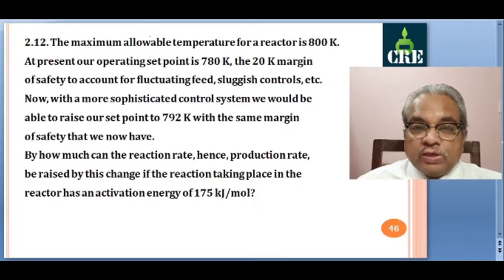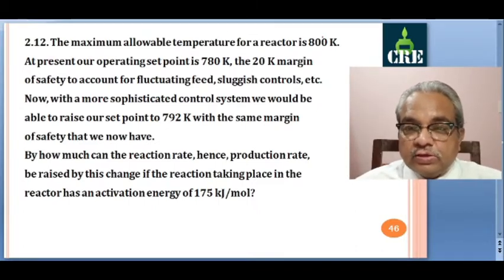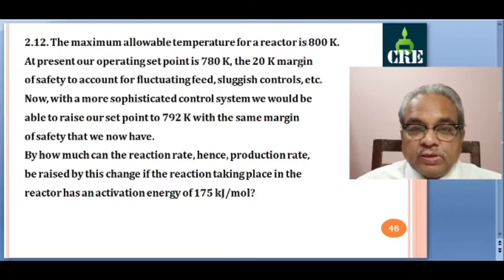2.12. The maximum allowable temperature for the reaction is 800 Kelvin. At present, our operating set point is 780 Kelvin, a 20 Kelvin margin of safety to account for fluctuating fields, sluggish controls, etc. Now, with a more sophisticated control system, we will be able to raise the set point to 792. So only an 8-degree margin of safety we will have.